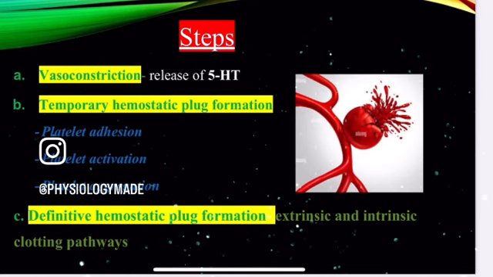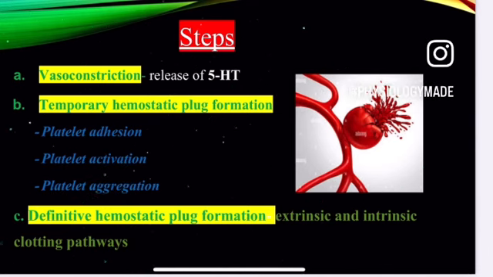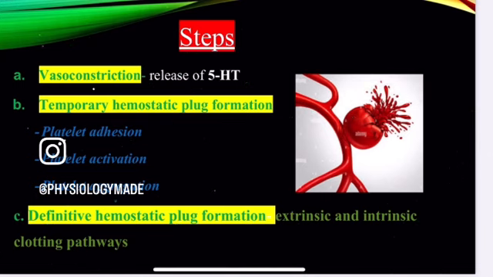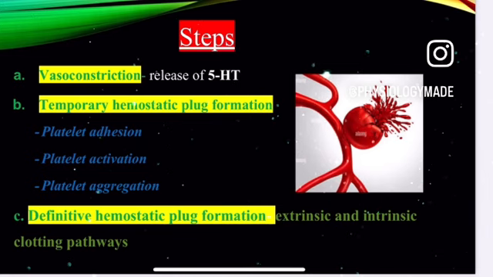In other words, we can say von Willebrand factor forms a connecting link between collagen and platelets, because platelets also have receptors for von Willebrand factor on the surface, as we have seen in the previous video. Second step is activation of platelets. Once the ADP binds with the ADP receptors on the platelets, they get activated.